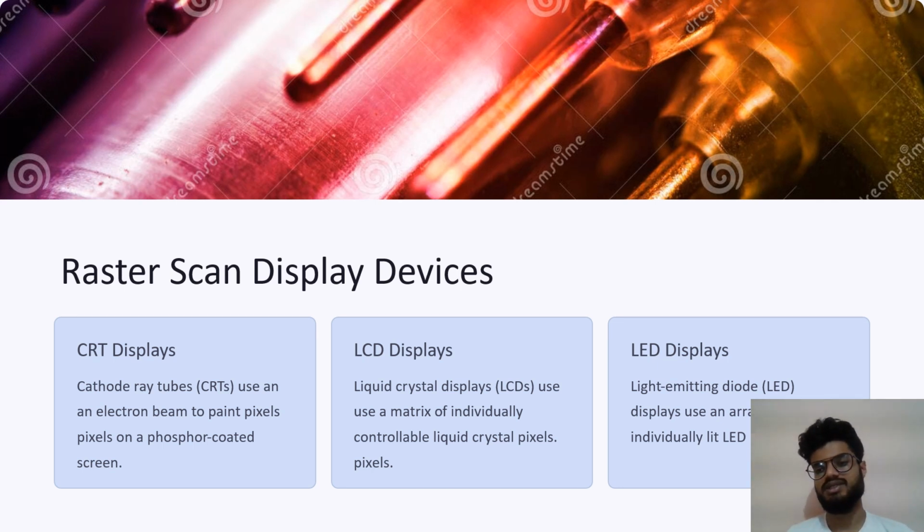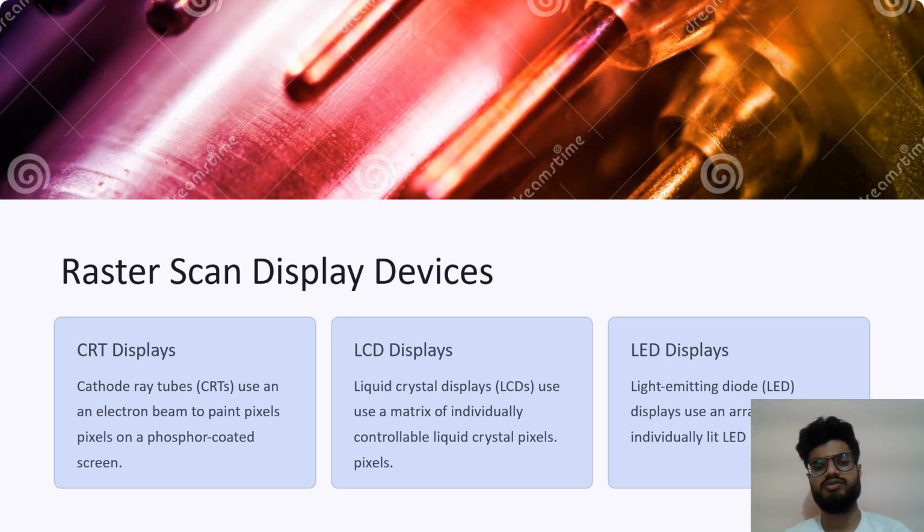Raster scan displays are present inside different devices. These are all the devices where we can see raster scan displays. First one is the CRT, or cathode ray tube. Like in earlier days, we used to see monitors or televisions with bigger screens. These are CRTs, in which an electron beam is fired using an electron gun onto the screen, where chemicals like phosphorus are used to form the image.